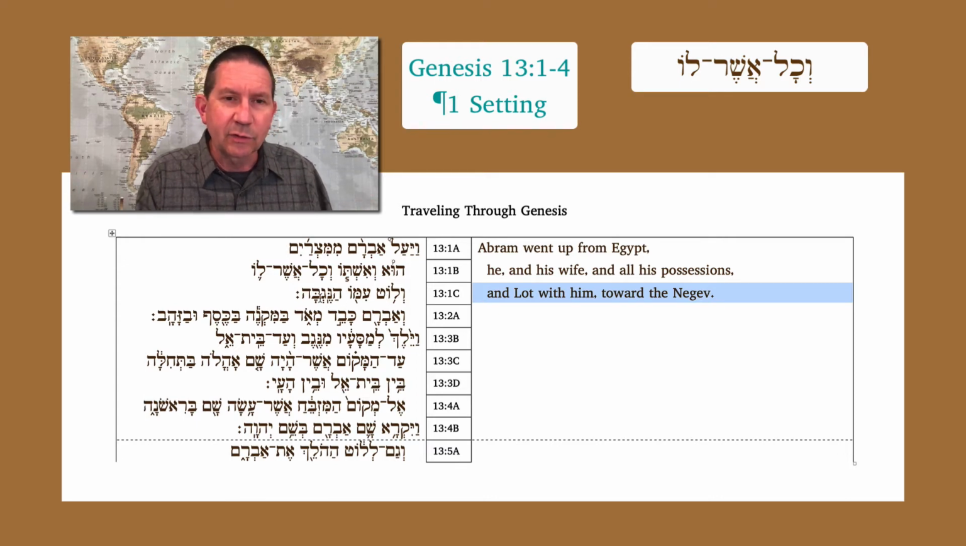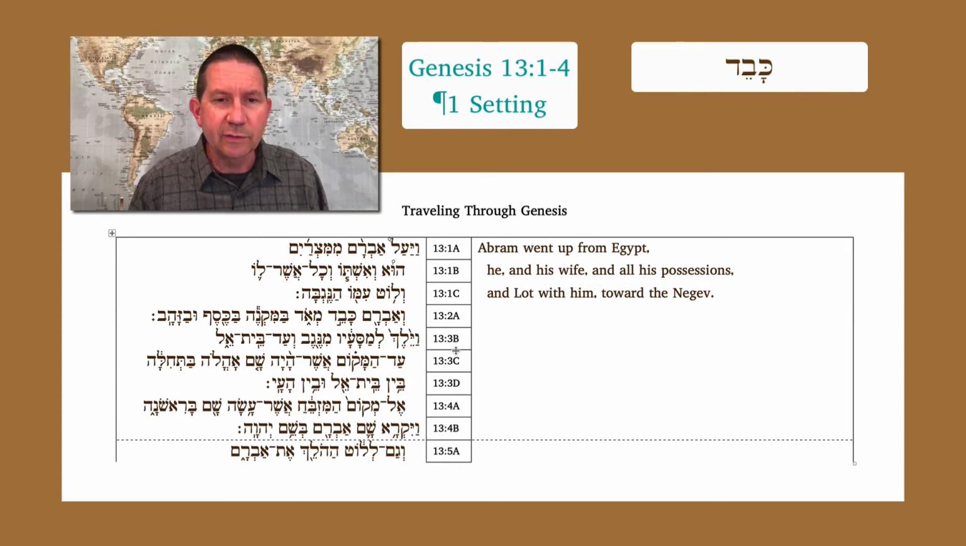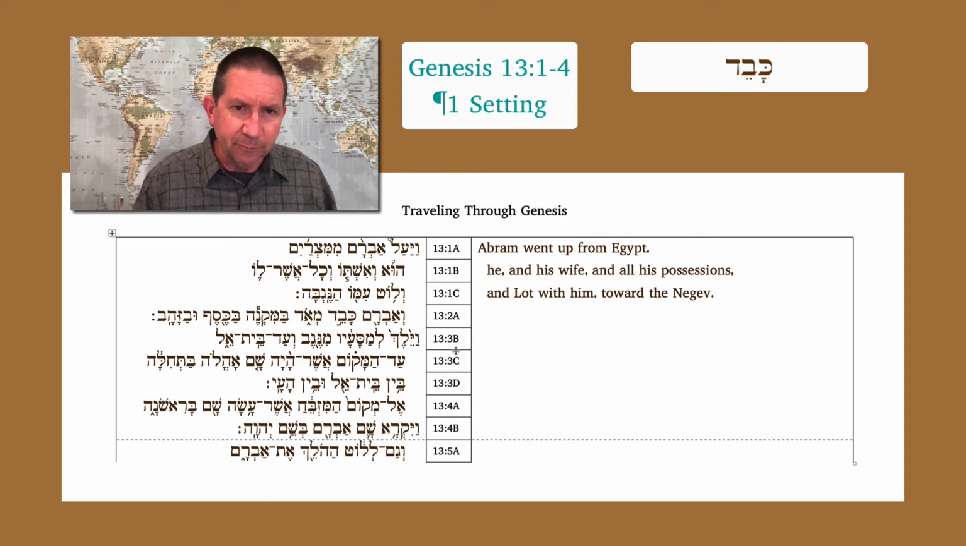And then we have toward the Negev. So we have the directional hey on the end of Negev, and that's working directly back with the verb. He went up toward the Negev. Then in verse 2, we have a noun first clause. We have Avram kaved me'od, bamikneh bakesef uvazahav.